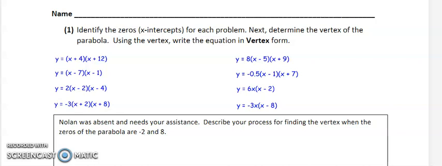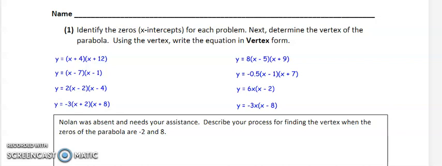In this video, I will be covering problems 1, 2, and 3. In problem number 1, you are starting in factored form and converting the factored form equation into vertex form based on the discussion we've had in class. And then in problems 2 and 3, you're going to take the first two problems on the left side in problem 1 and convert both of those into general form.